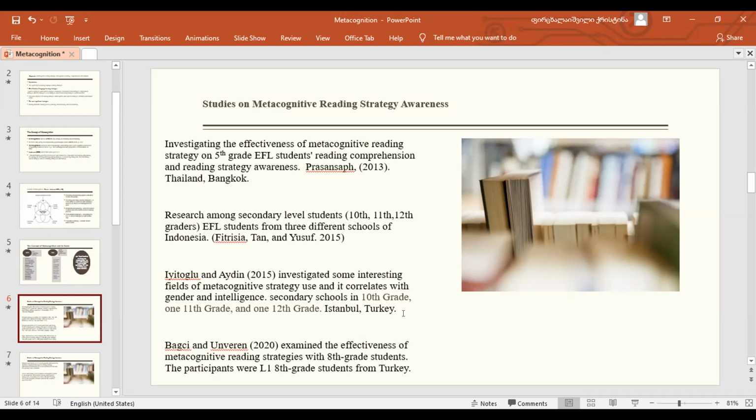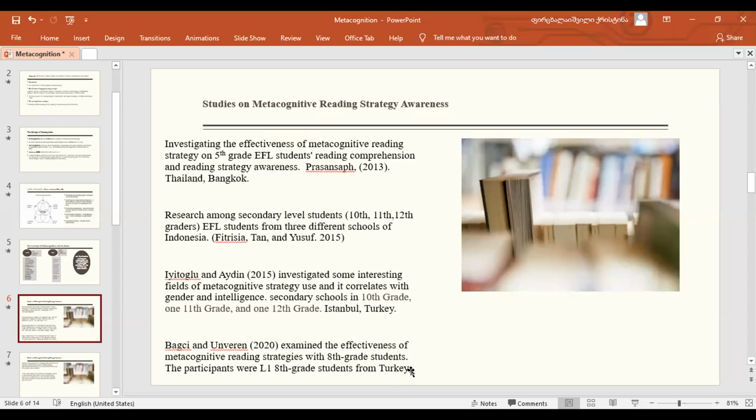Regarding multiple intelligences and global reading strategies, the students who used metacognitive reading strategies more frequently were the intrapersonal ones, and they preferred to work individually, using thinking aloud activities. Yes, and the last investigation is in 2020.